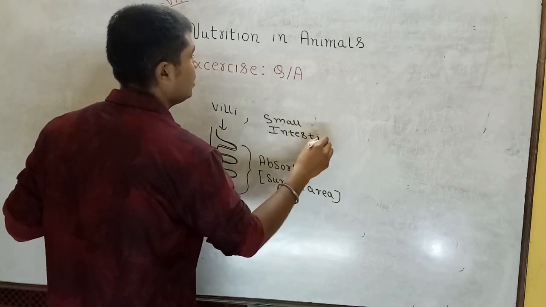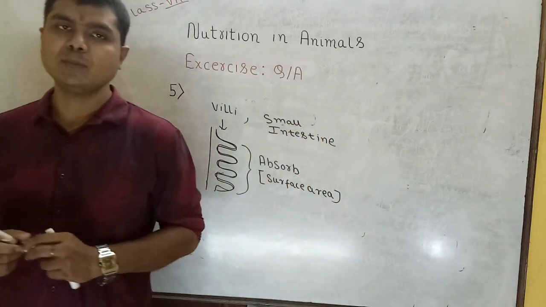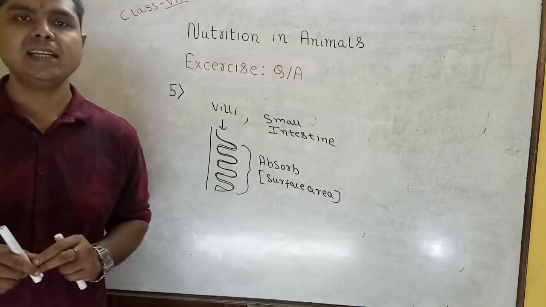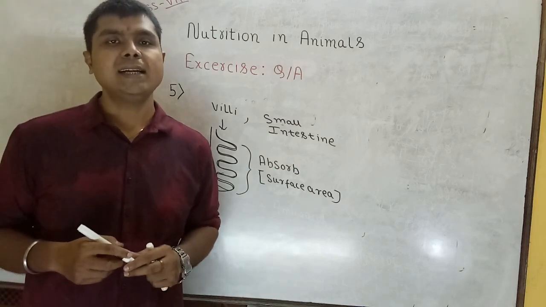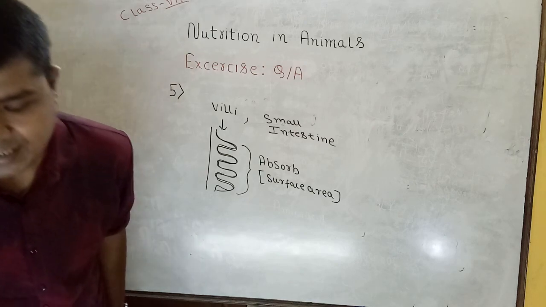Their main role is to absorb food. So villi are finger-like projections which are present in small intestine, they increase the surface area for absorption of the digested food components. Now moving to question number 6.